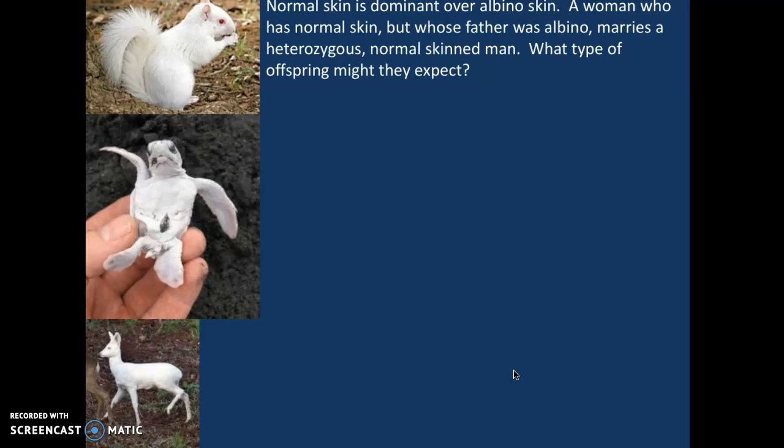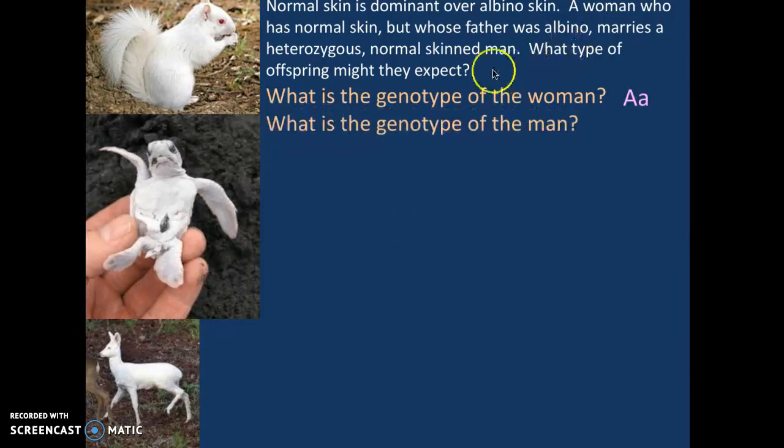All right, if you've already finished this, go ahead, continue the video with me. So the genotype of the woman. She has normal skin, so we know she has to have at least one dominant allele, but remember, her other allele came from her father. The only thing he could have given her was recessive, so she is heterozygous. And the man is normal skinned, and it says he's heterozygous, so we know that that's heterozygous.